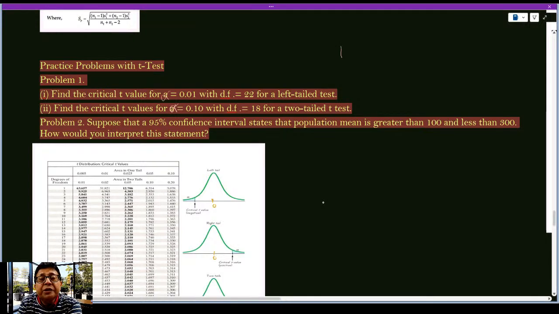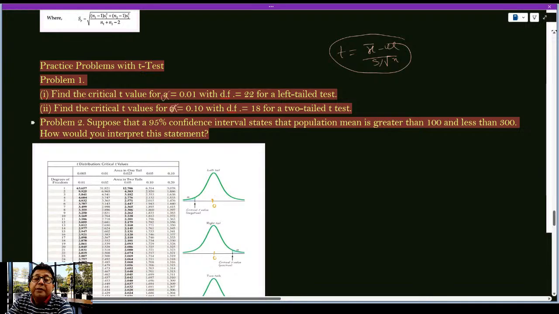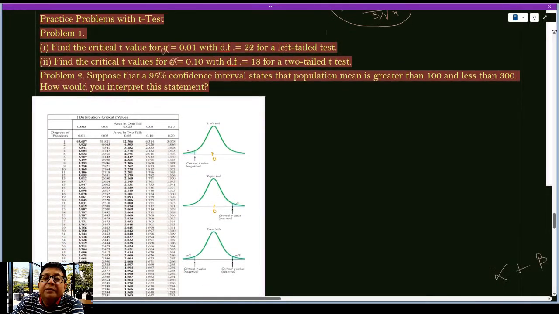This you are not going to do with the help of this formula, X bar minus mu. No, not by this formula. This you are going to read from the table. Then the tabulated value and this calculated value will be compared. Okay, coming to that point. First, you know alpha 0.01 and degrees of freedom 22, how to calculate the critical t value from the table.